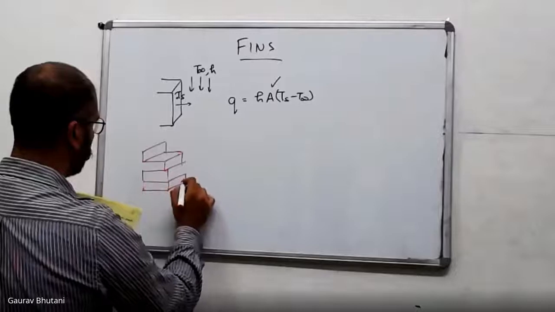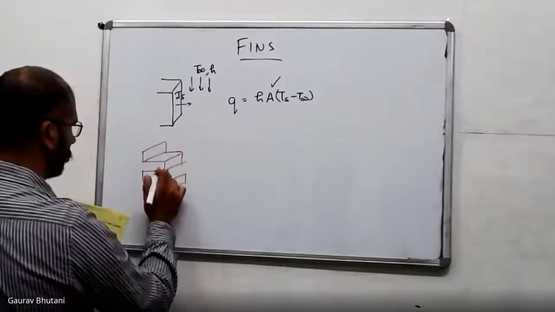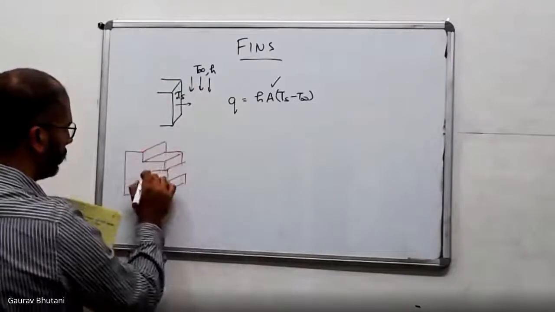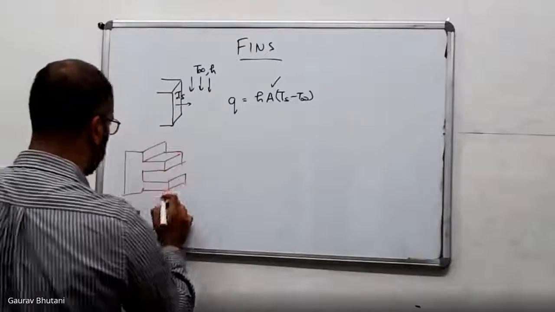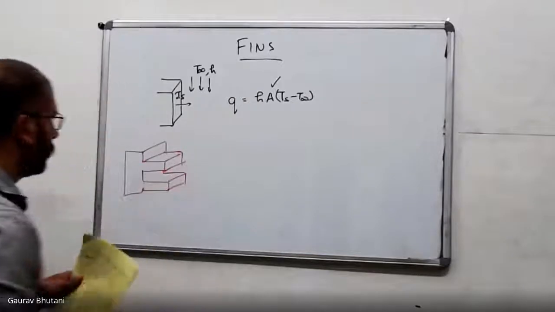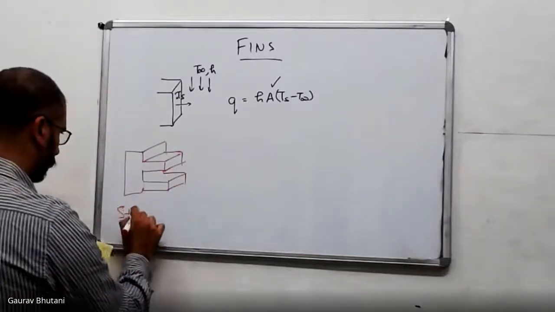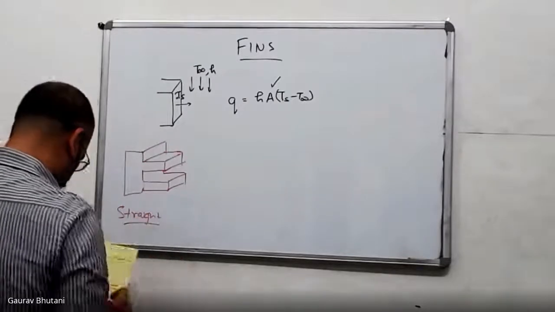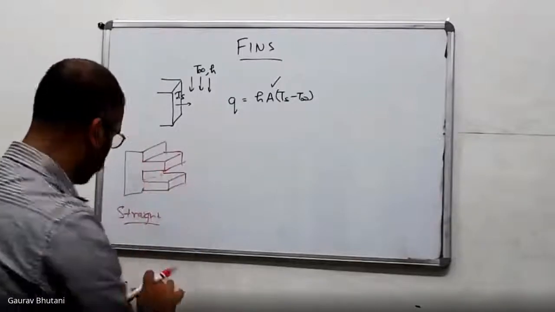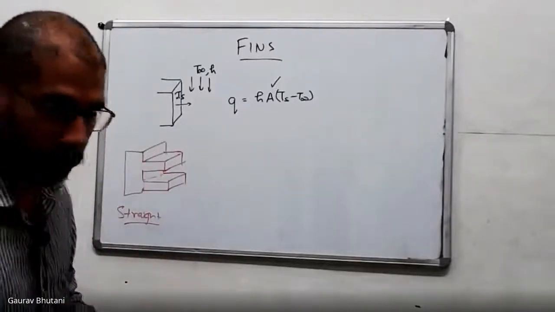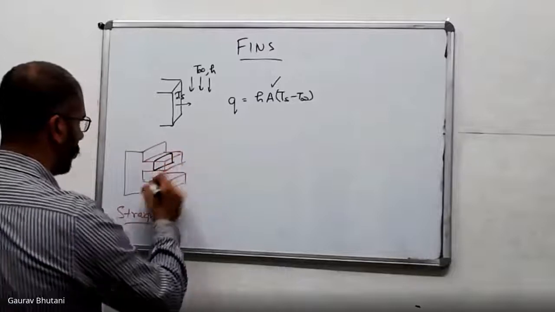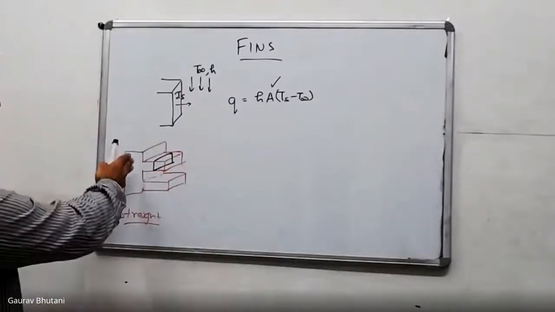Okay, so these fins that you see are called straight fins. This is your base surface, like the block that we have here, and then you have these fins jutting out. You can see that in this case the cross-sectional area does not change. If I look at the cross-section, it remains a rectangle.